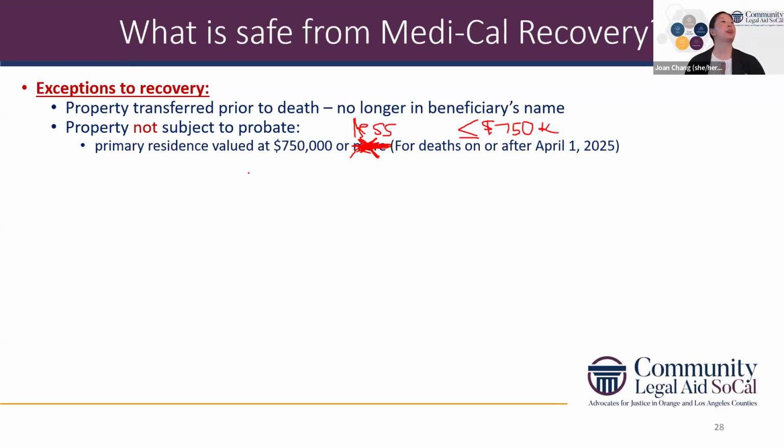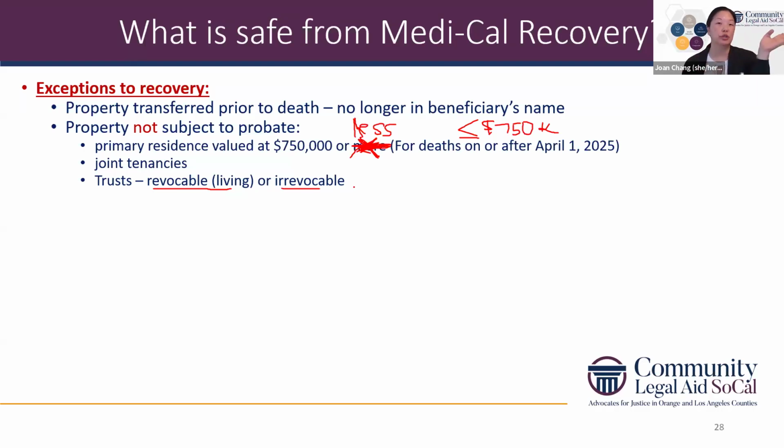Joint tenancies. Any property that is held in what they call joint tenants or joint tenancies, you are safe. You don't have to worry about Medi-Cal getting their grubby hands on it after you pass. Trusts, whether it's a revocable living trust or an irrevocable one, are safe from Medi-Cal Estate Recovery. The different question is whether placing your assets in a trust will make you eligible for Medi-Cal. That's not estate recovery, but Medi-Cal asset eligibility. That's a different question. So keep that in mind.